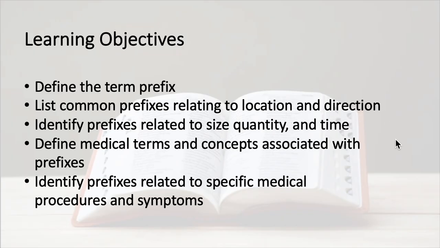Prefixes provide really important context for a term. So context such as, again, location, time, quantity. So giving us number, size, directional information about a medical term. This can therefore change the meaning of the term depending on which prefix is added on to a given combining form and suffix. So we're going to also discuss some concepts or medical conditions and also medical procedures and specific prefixes that are associated with them as well.